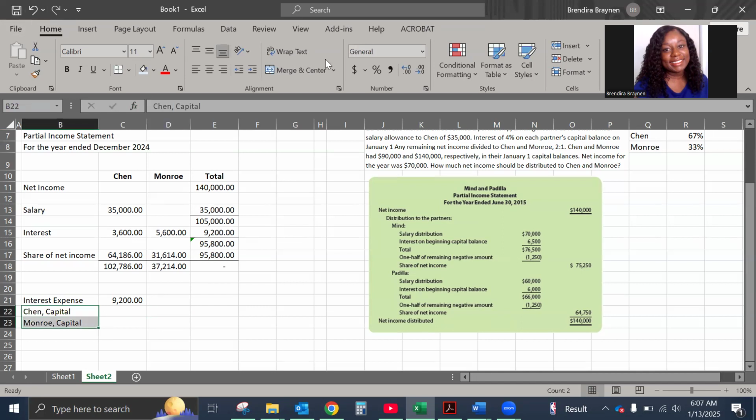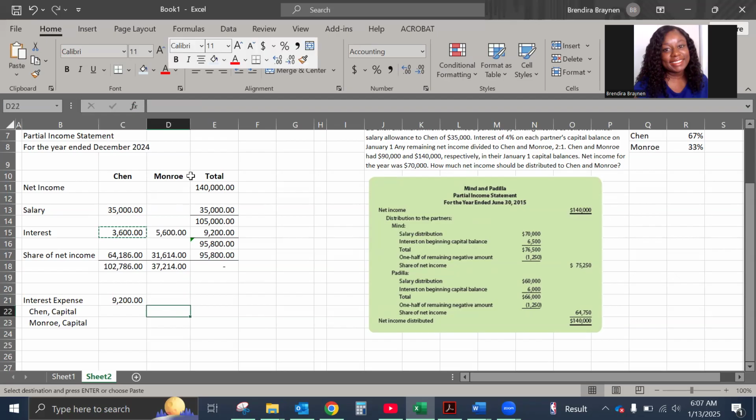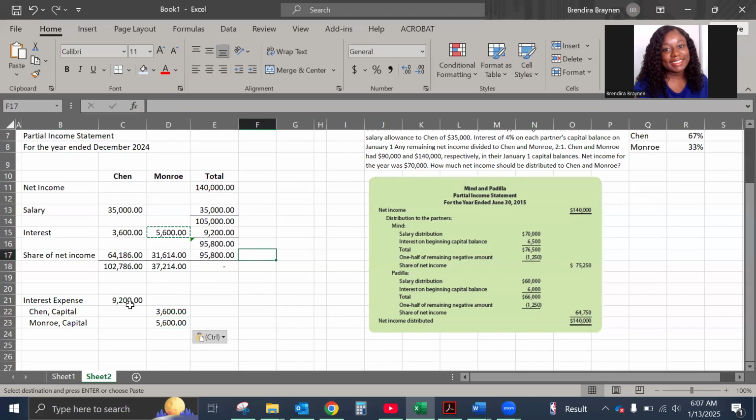Let me try and do that, of course. And so Chen, we know is 36,000. And Monroe, we know we calculated at 56,000. When we add it up, my debits equal my credits. So that's correct. So that would be the entry for the interest. These two are expenses. This, on the other hand, is just the share of net income that normally happens when you do your closing entries.